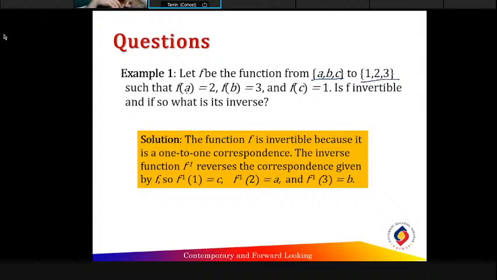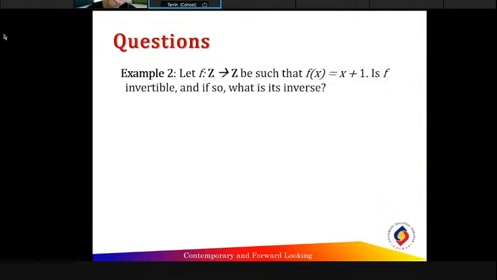In this case, we can see that f(a) points to 2, f(b) points to 3, f(c) points to 1. So there are no repeats of the value, so therefore that's 1 to 1. At the same time, we see that the values are 1, 2, and 3, and they represent all the values in set B, so it is onto. Therefore, it is invertible. And when you invert it, all you say now is f^-1(1) equals c, f^-1(2) equals a, and f^-1(3) equals b. Easy.